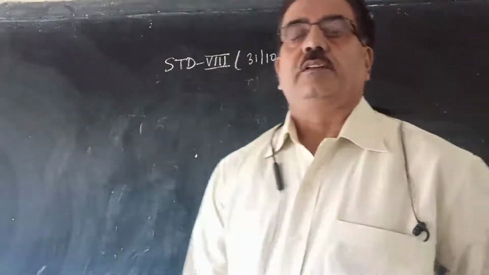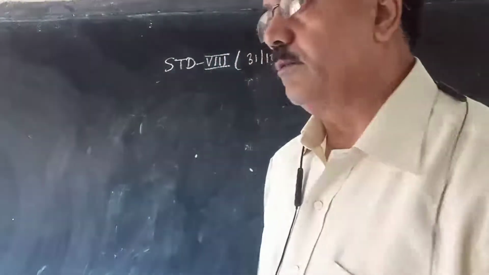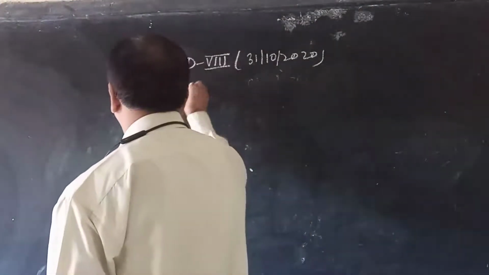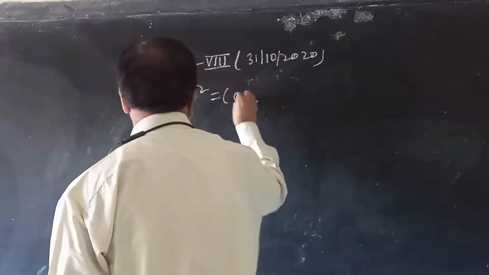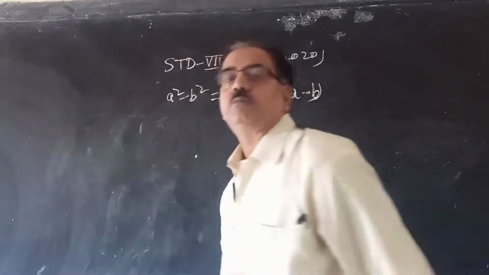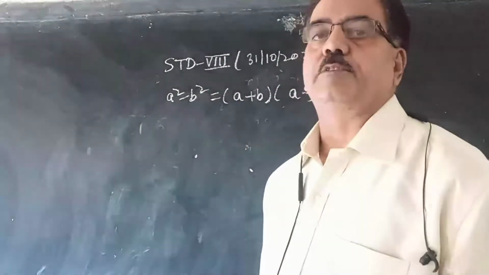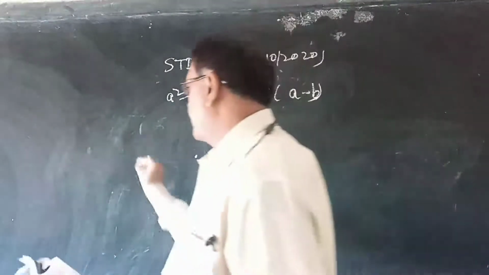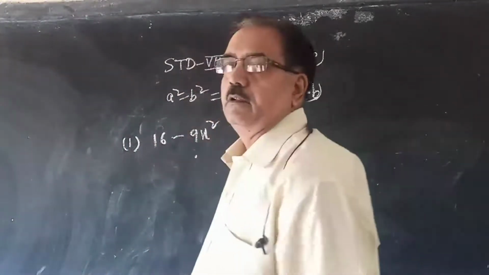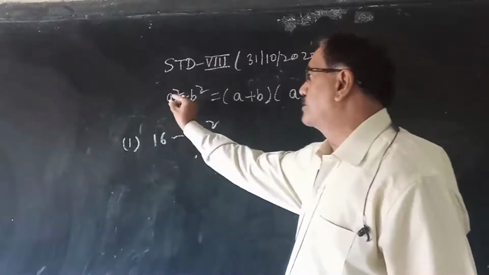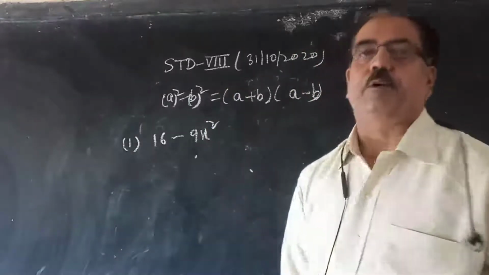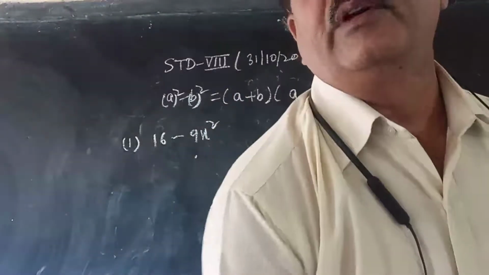Eight. See, the third exercise is based on only one formula, that is a square minus b square is equal to a plus b into a minus b. On this formula, this exercise is based. First question, 16 minus 9x square. First of all, you write the question in this form, a square minus b square. Then you write in result form. Okay, this one you have to do in this exercise.